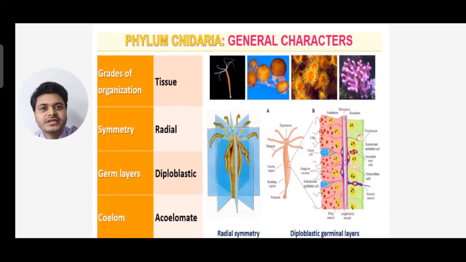In Phylum Cnidaria, the first general character we see is grade of organization, which is tissue level. Then symmetry: it is radial symmetry, that means, for example in jellyfish, it can be divided equally in all planes. The germ layers are diploblastic, meaning presence of two layers, outer ectoderm and inner endoderm. The coelom is acellular.